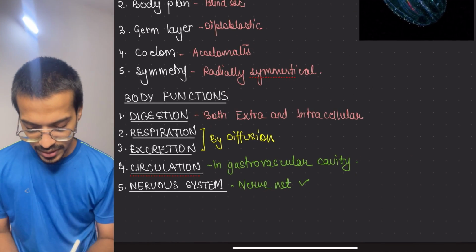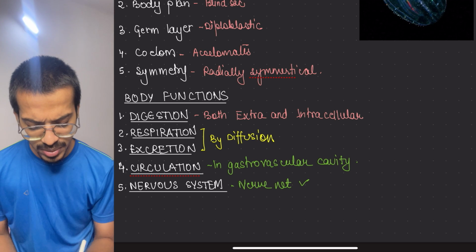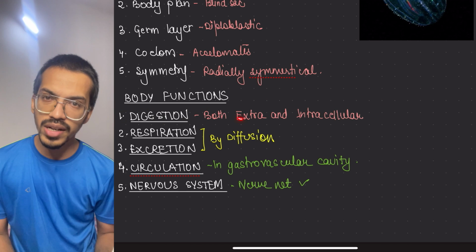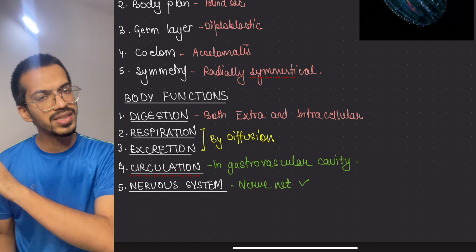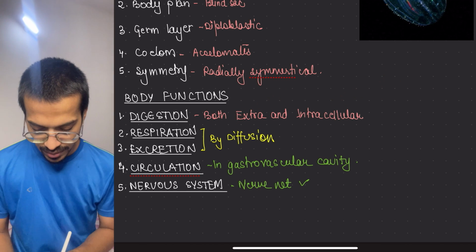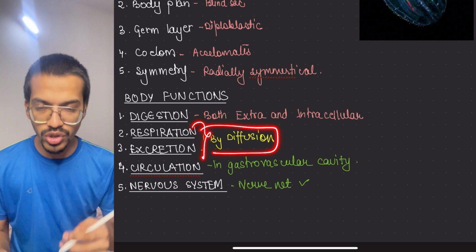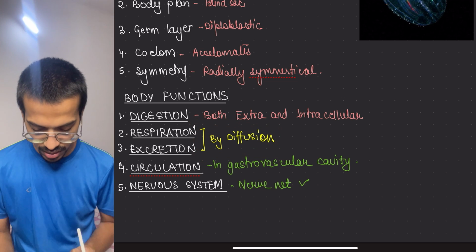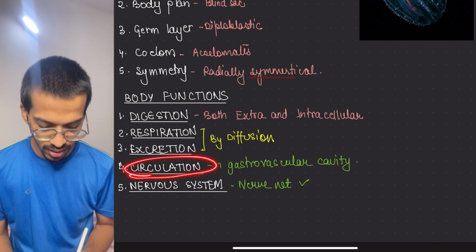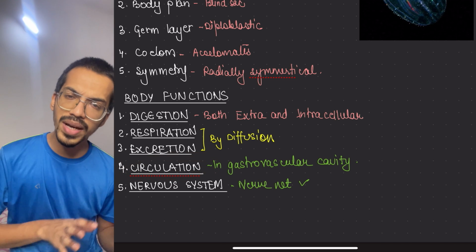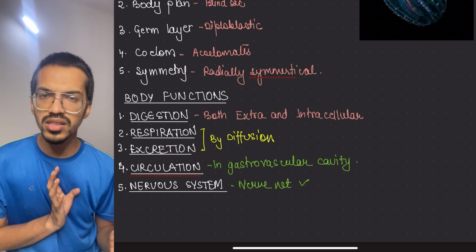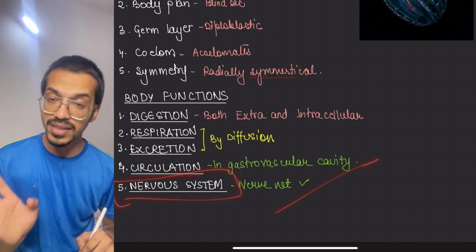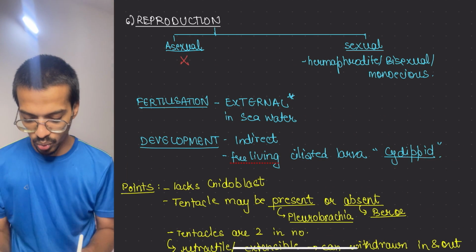Very easy, because these things we have to just recall. Digestion is extracellular and intracellular, same as in Coelenterata. Respiration and excretion are by diffusion through the body surface, same as Coelenterata. Circulation takes place in the gastrovascular cavity. Nervous system: a nerve net is present, just like the old one.